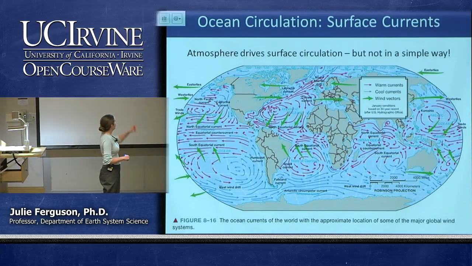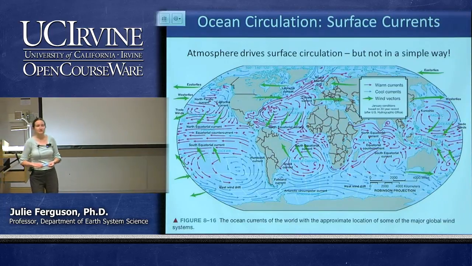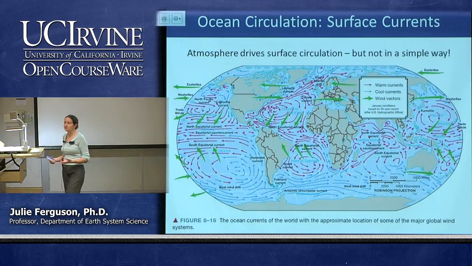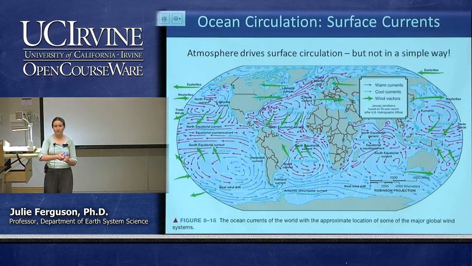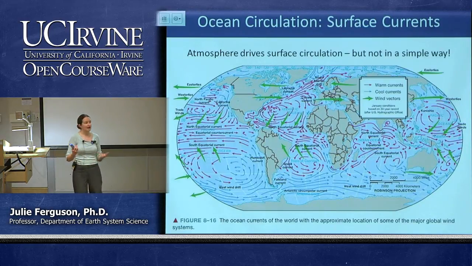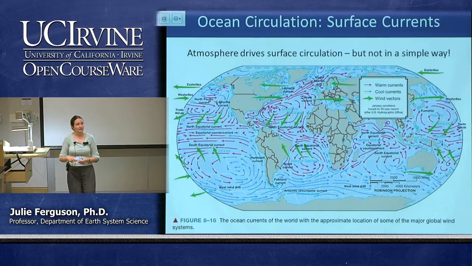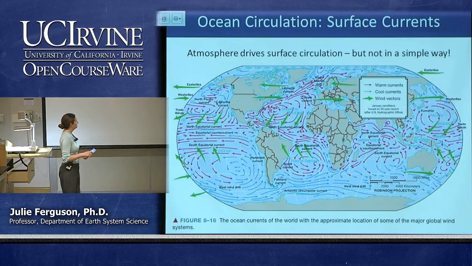So you can see that the winds are drawn on there in green, and you can see the surface currents marked in red for warm surface currents and blue for cold surface currents. You can see that they don't necessarily go absolutely along with the wind. The exception is at the equator. At the equator, remember, we don't have Coriolis force. It's maximum at the pole and minimum at the equator. And so water just goes with the wind at the equator. But elsewhere, we have to start taking the Coriolis force into account.